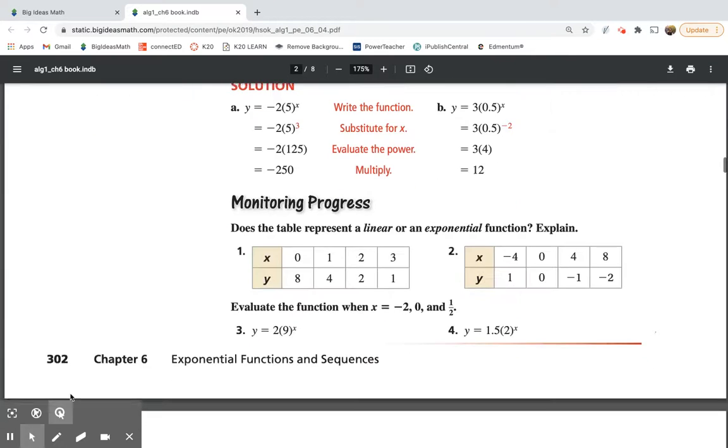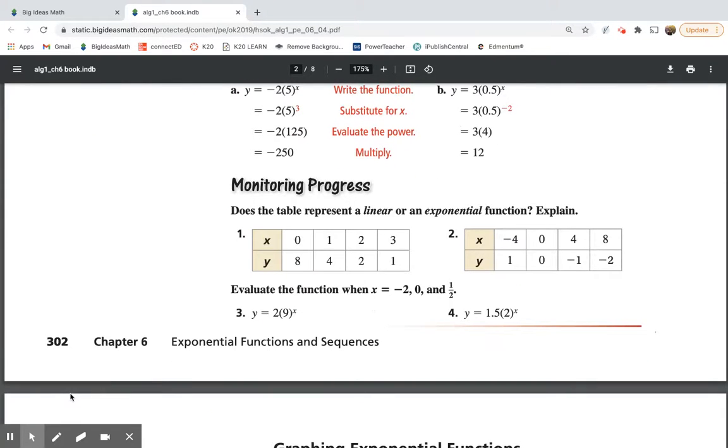Okay, so you're going to try, let's just do numbers 1 and 3. I'll give you one of each of those. Try number 1, try number 3, pause it, try those, and then I'll go over it with you.